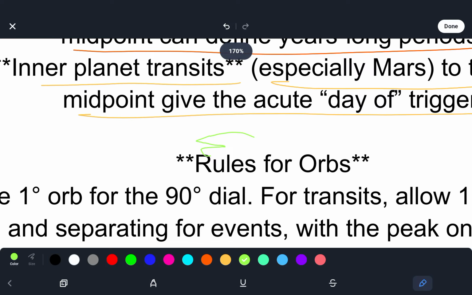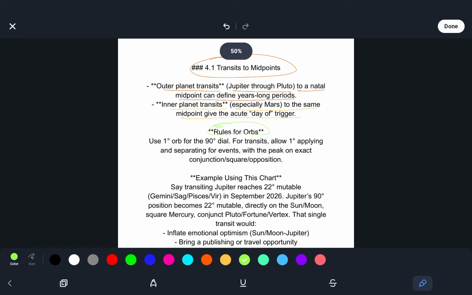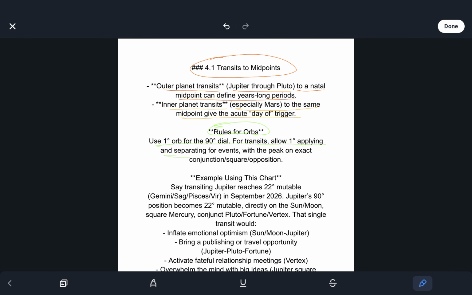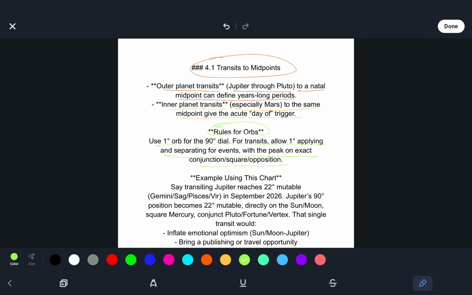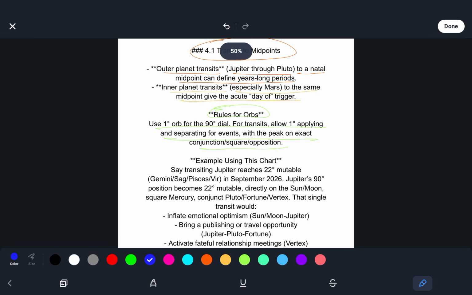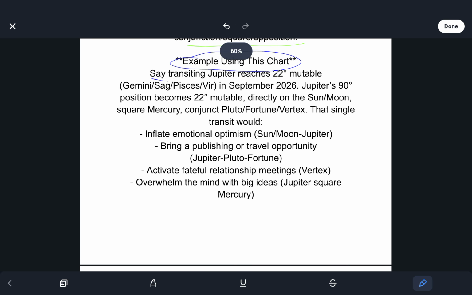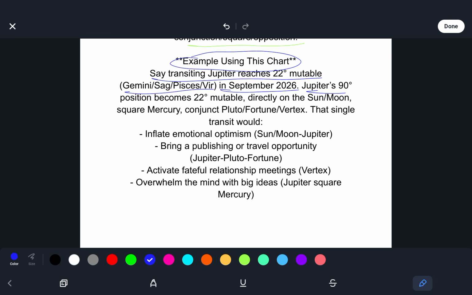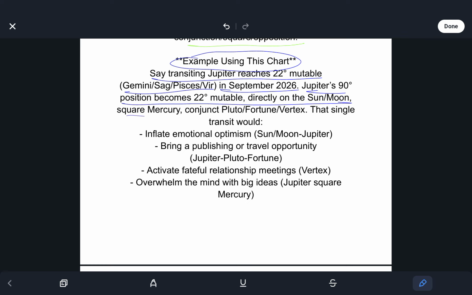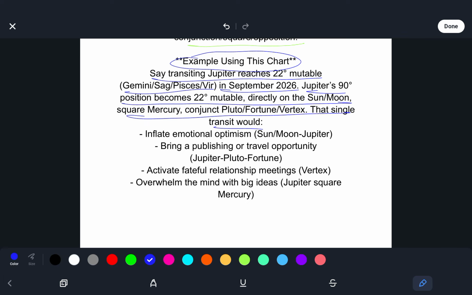Rules for orbs. So use 1 degree orb for the 90 degrees dial. For transits, allow 1 degree applying and separating for events with a peak on exact conjunction, square, opposition. For example, using this chart, let's say transiting Jupiter reaches 22 degrees mutable in September of 2026. So Jupiter's 90 degrees position becomes 22 degrees mutable directly on the Sun, Moon, square Mercury, conjunct Pluto, Fortune, Vertex.